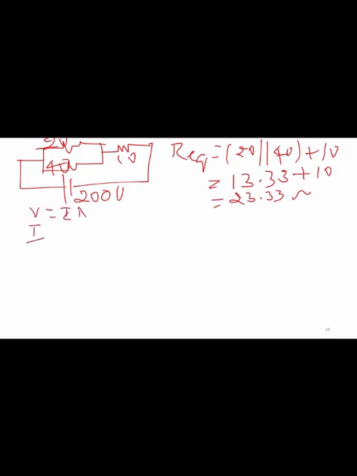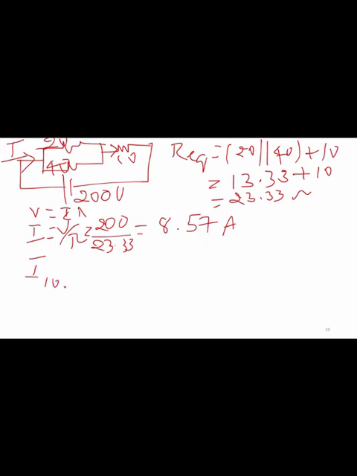Now, using Ohm's law, V is equal to IR, so I is equal to V by R, which is 200 divided by 23.33. If you solve this, you get the total current, 8.57 amps. Now, using this, you can calculate the current flowing through each resistor. The same total current flows through the 10 ohm resistor, so the current flowing through the 10 ohm resistor will be 8.57 amps.